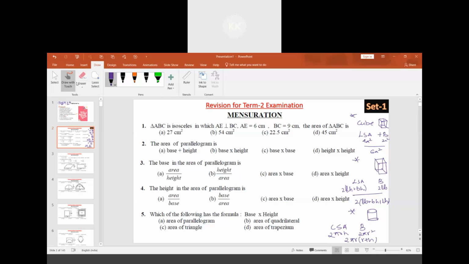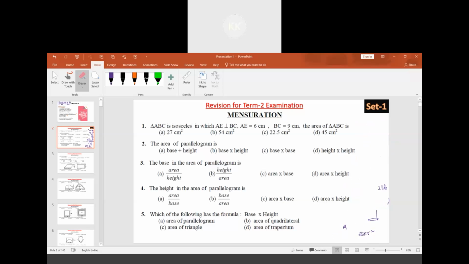Now, having the knowledge of these formulas, let us try solving the questions. Here we go with the first question. Triangle ABC is an isosceles triangle with AE perpendicular to BC, and the length of the perpendicular is 6 centimeter. The length of the base is 9 centimeter. Find the area of the triangle.